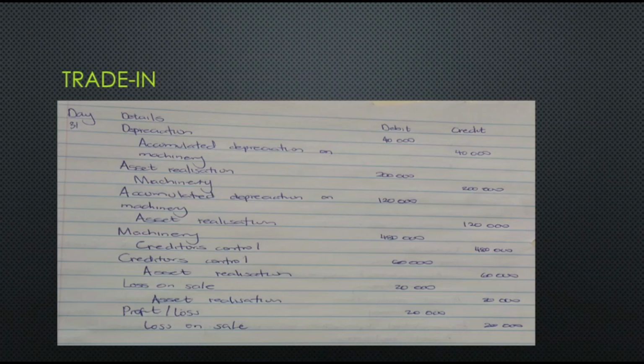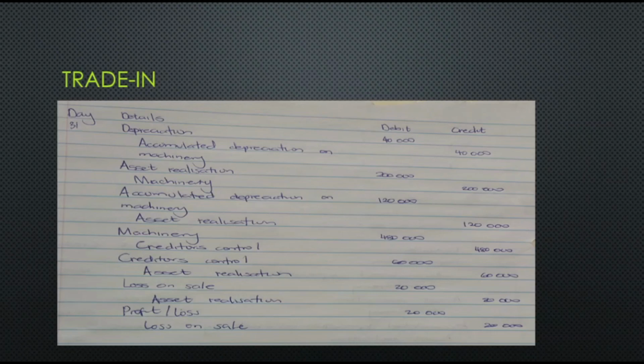The old machine was purchased on 1 January 20.6 at a cost of 200,000 and the total accumulated depreciation on 1 January 20.8 amounted to 80,000. Depreciation is provided annually according to the straight-line method and amounts to 40,000 per annum. Depreciation for the current year has not been recorded.